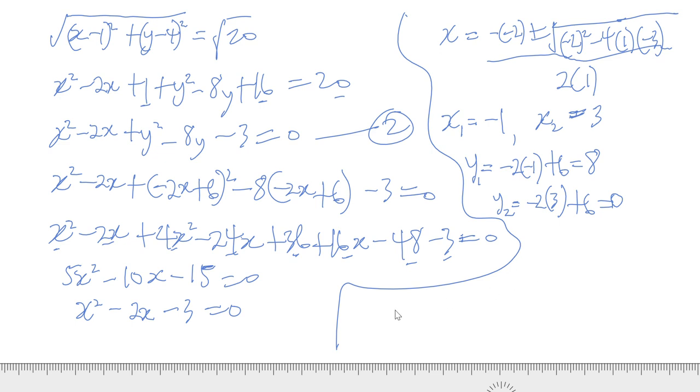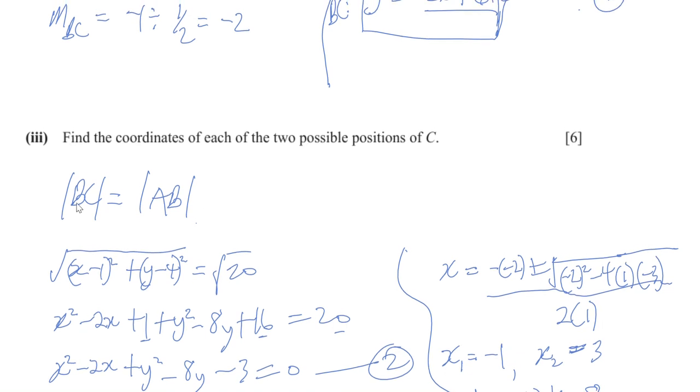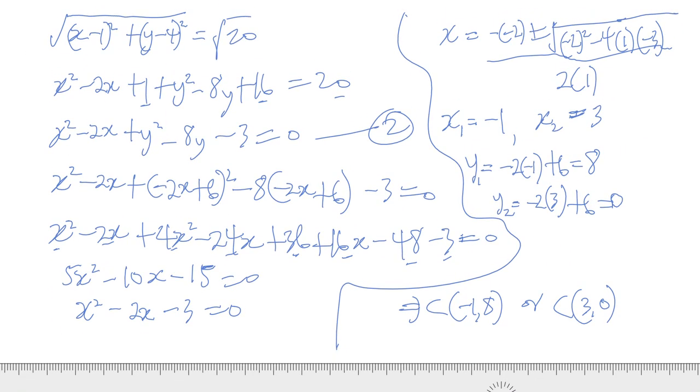So it tells us that the coordinate of C is either x1, y1, or the coordinate of C is x2, y2. Find the coordinates of each of the two possible positions of C. So these are the answers.